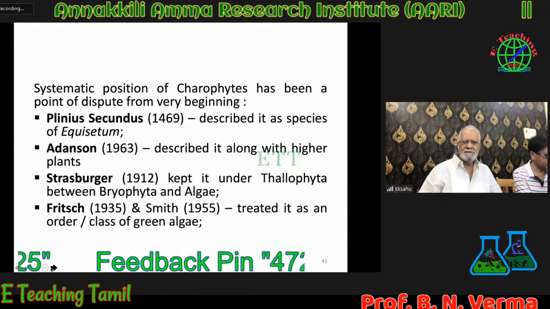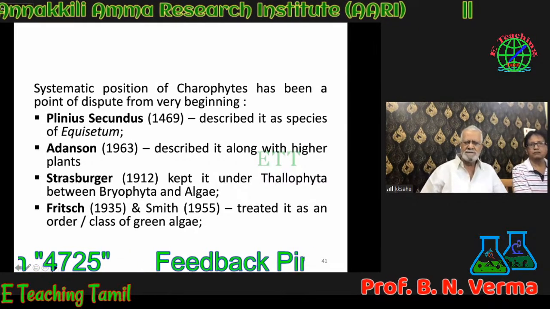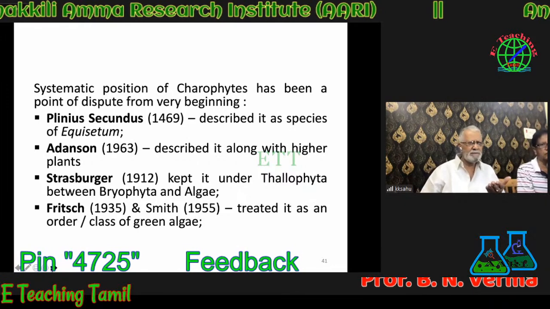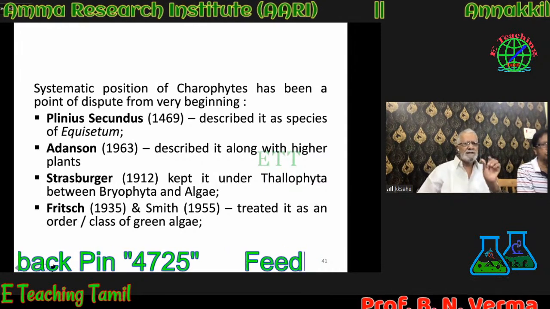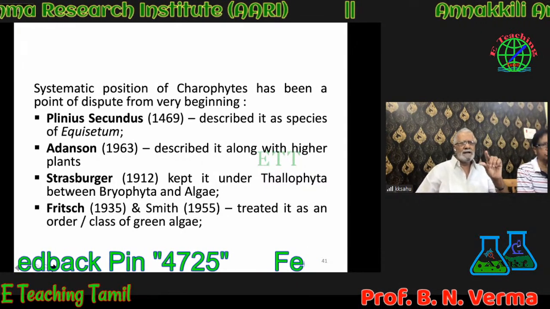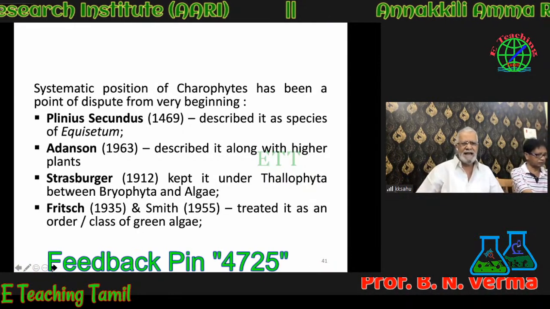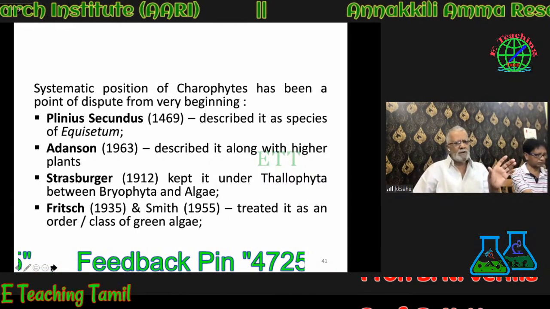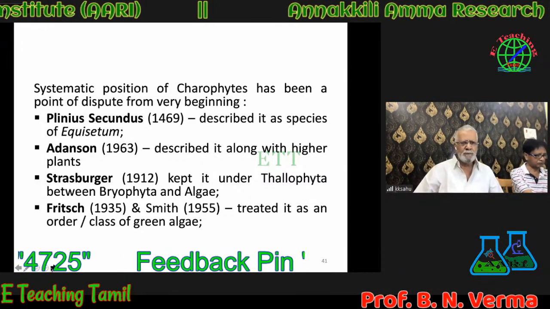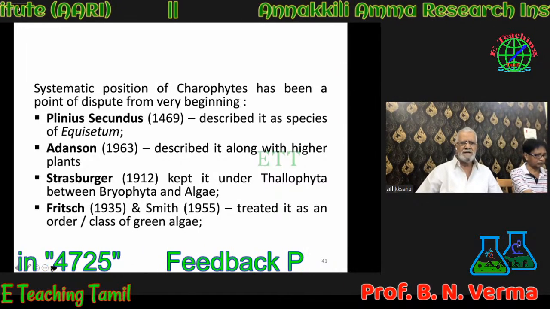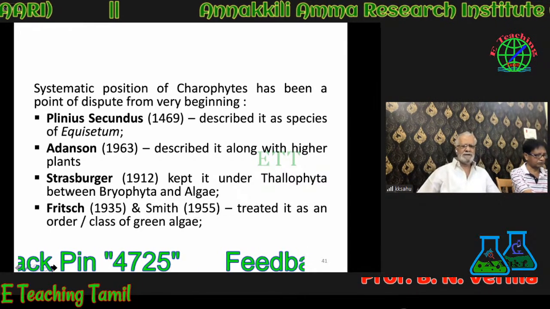The systematic position of Charophytes has been a point of dispute from the very beginning. Plinius Secundus described it as a species of Equisetum. As we have seen in the last slides, it is just like the Equisetum, having long and short series, and the nodal branches come out of two types. Because of that external, morphological similarity, Plinius Secundus proposed its placement along with the Equisetum.